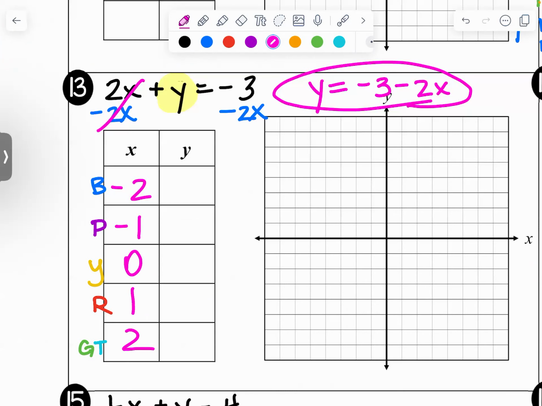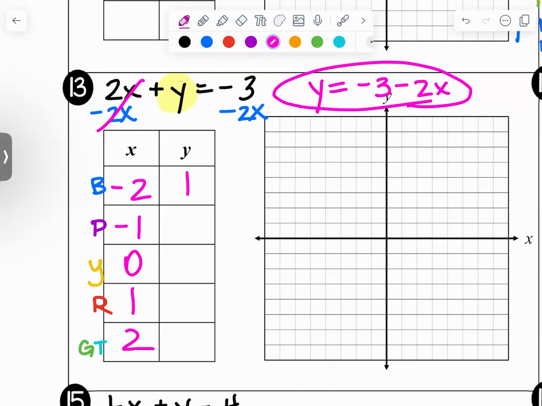Blue table, what'd you get? Blue table, what'd you get? So if we take -3 minus, so you should get 1. Okay. Purple. What'd you get? Ooh, we're close. Madison, what did you get? Caesar, what'd you get?